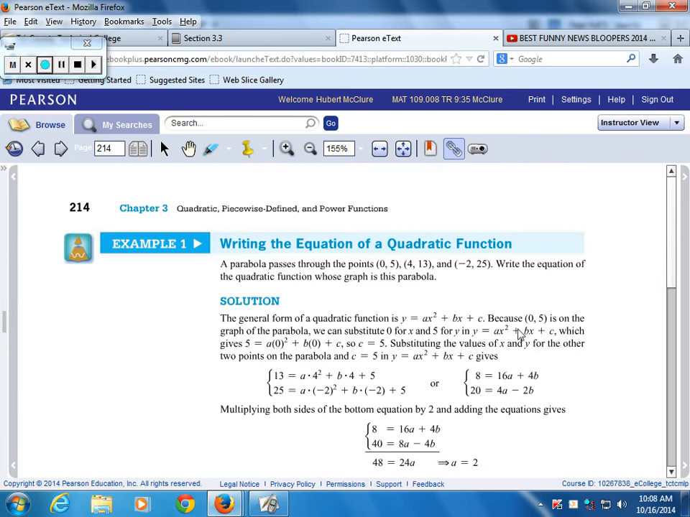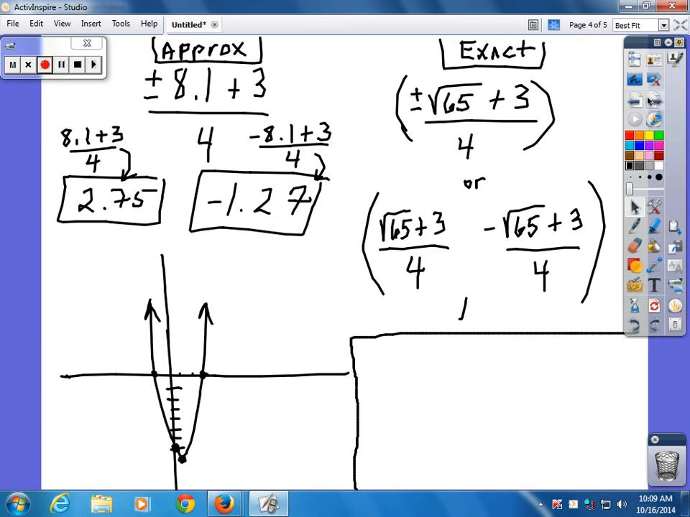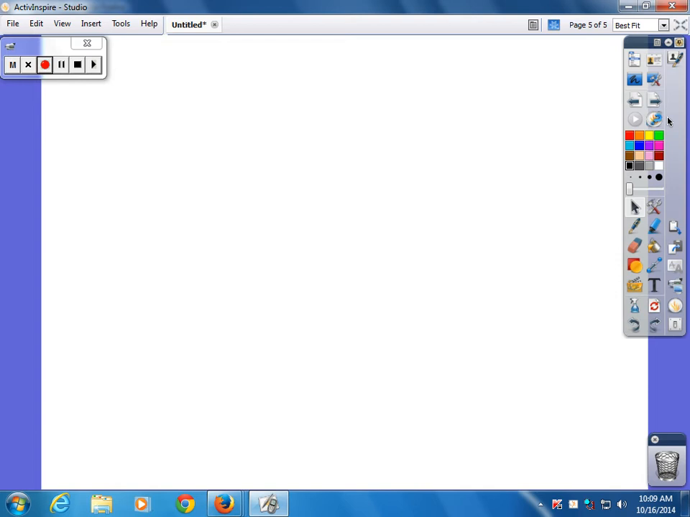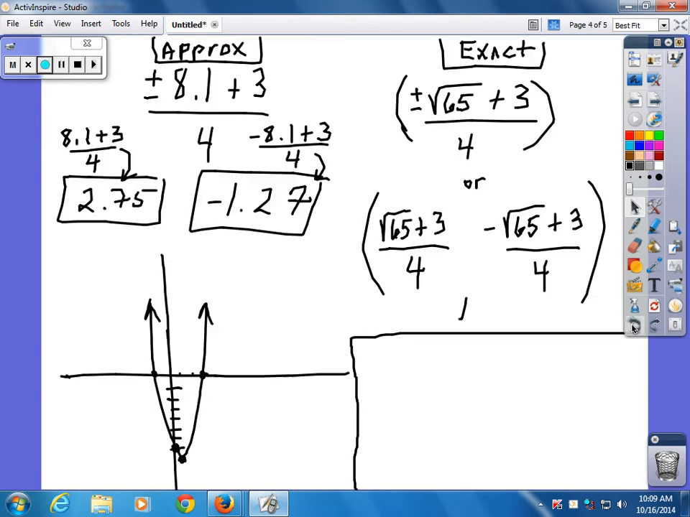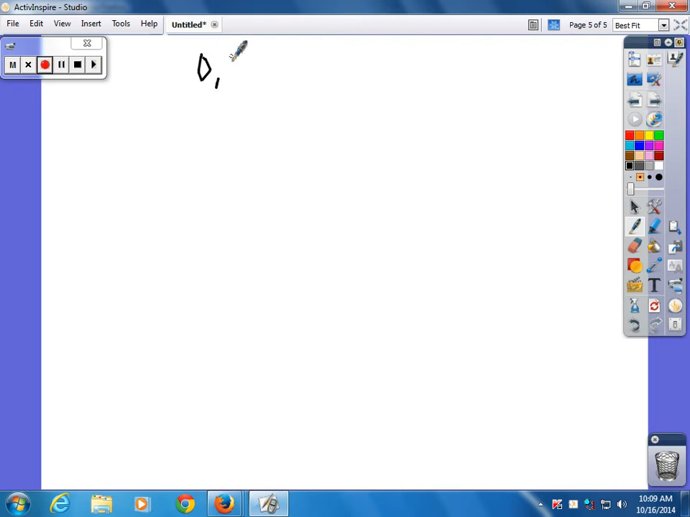All right, I'll write these down. 0, 5, 4, 13, and negative 2, 25. Write those down. Y'all are going to have to tell me if I forget them, because I don't have any short-term memory. 0, 5, 4, 13, negative 2, 25? Yeah, I agree. I'm going to forget it, I can tell. Zero, five, four, 13 and negative 2, 25. Can't believe I remembered it.